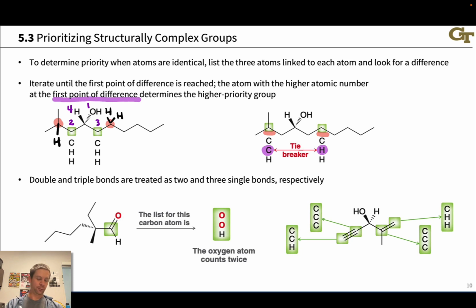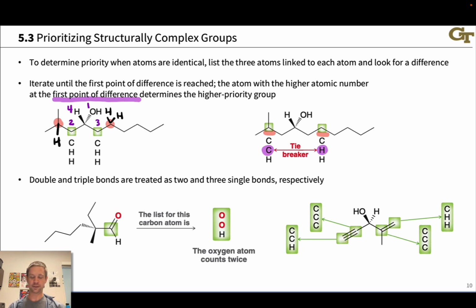And so, for example, in double and triple counting, if we were to list the atoms connected to this carbon highlighted in green, it would be 2 oxygens and a hydrogen. We count that doubly bonded oxygen twice. For a triple bond, we count the triple bond as 3 copies of the attached atom. So here, for instance, we have 3 carbons, quote unquote, attached. We have 1 carbon for each of these bonds in the triple bond.